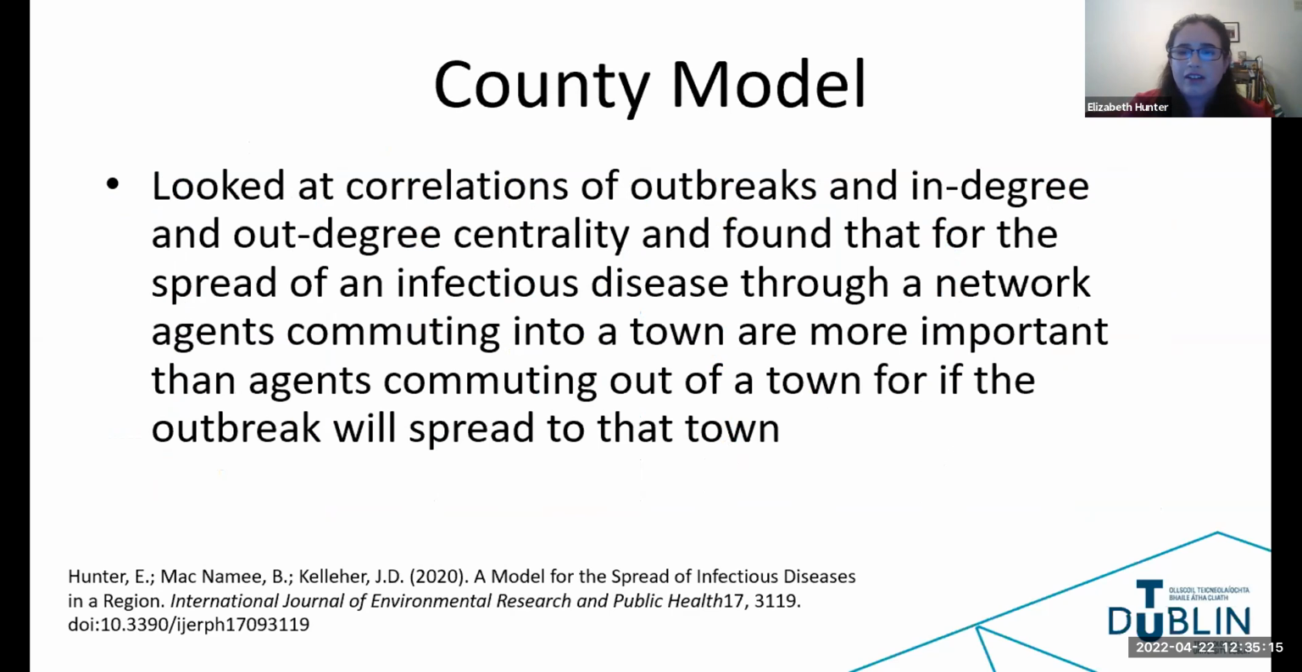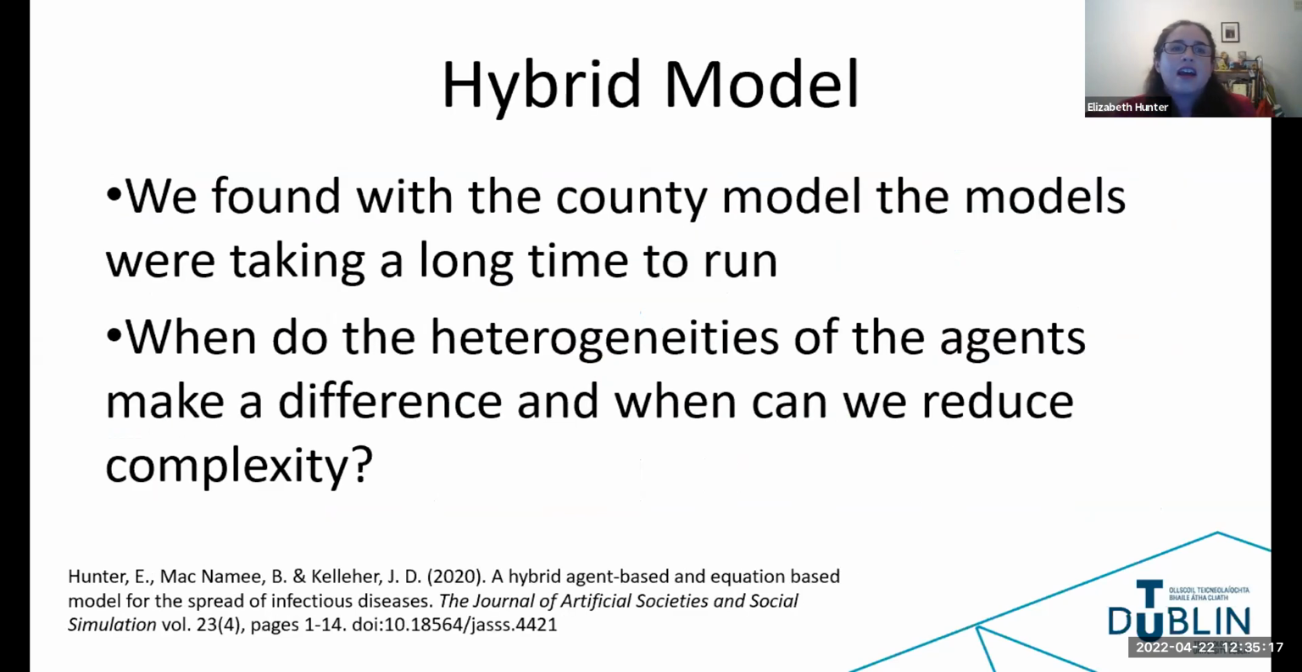So we have our county model, and we ran these experiments, but what we were finding was that it was taking a long time to run this model. We had a lot of agents, and they were moving around a lot. So we wanted to get the model to run faster. We asked ourselves, when do the heterogeneities of agents make a difference, and when can we reduce complexity?